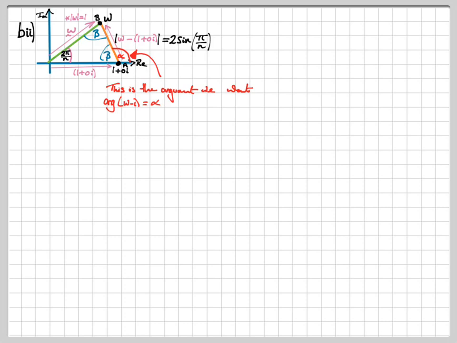I've also called the other two angles inside beta. We've of course got an isosceles triangle here. And so what we can say is that first of all beta will be equal to π minus the angle we've got, 2π/n, divided by 2.